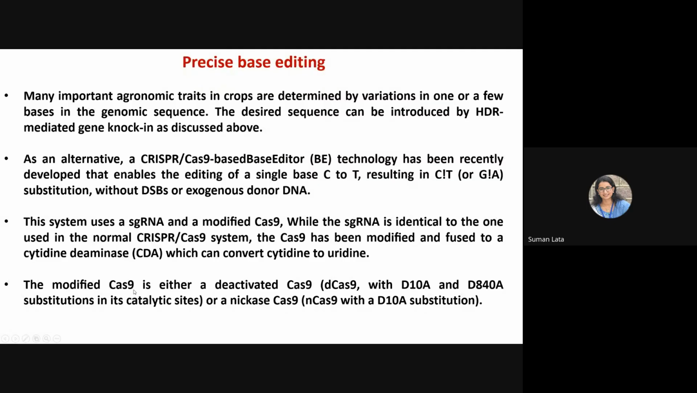The modified Cas9 is either a deactivated Cas9 or a nickase Cas9, which has its endonuclease property deactivated, meaning it can't cut anymore, and it has the deaminase which can convert cytosine to uridine, which results in the C to T transition in the genome.